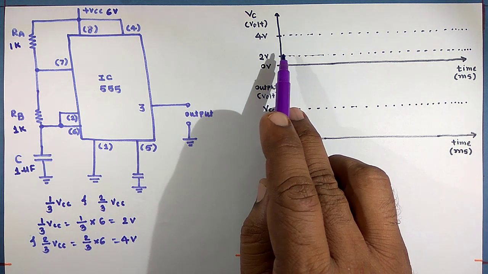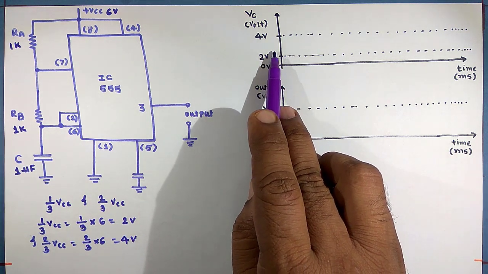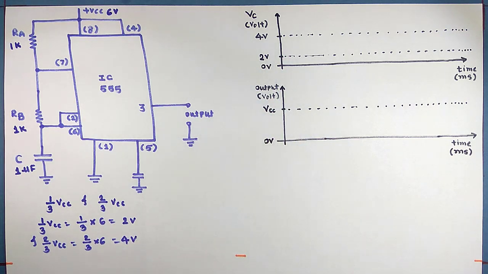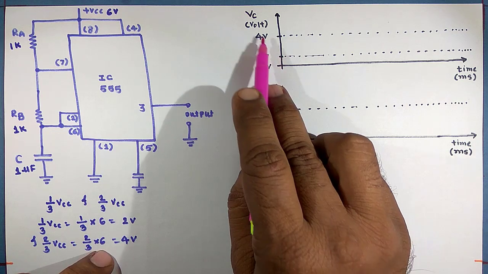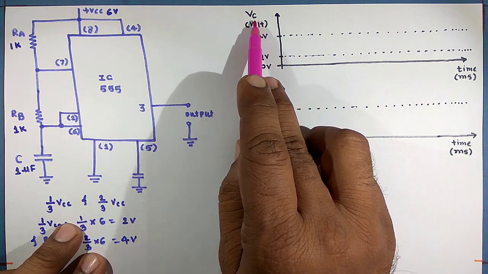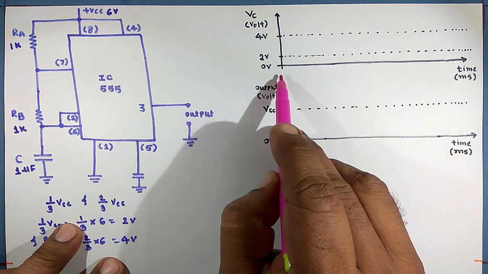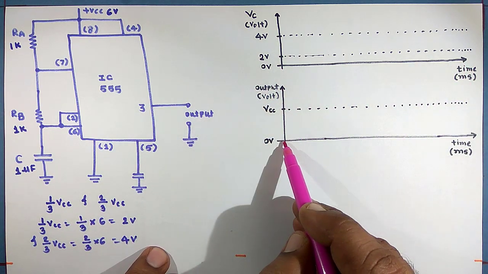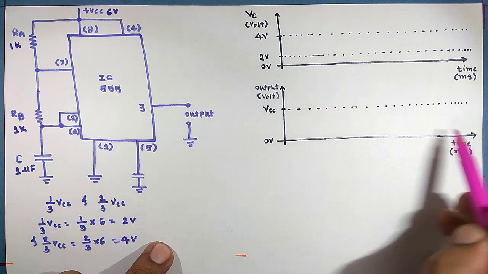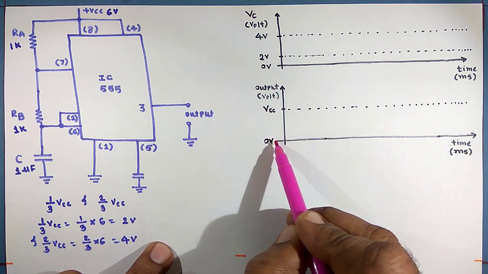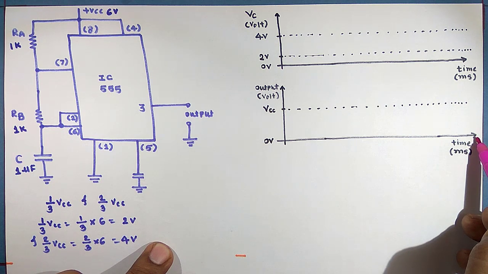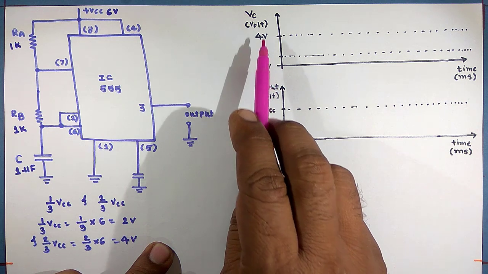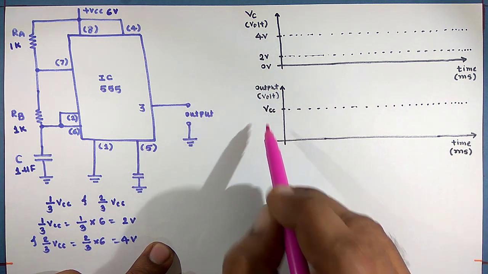So while drawing the waveforms, we have to draw two waveforms. First waveform is voltage across capacitor, plotted on y-axis here, and time is taken on x-axis. And the other waveform is the output waveform, with output voltage on y-axis and time on x-axis. Time is taken in millisecond and voltages are taken in volts.